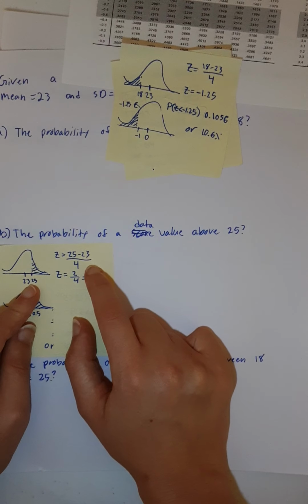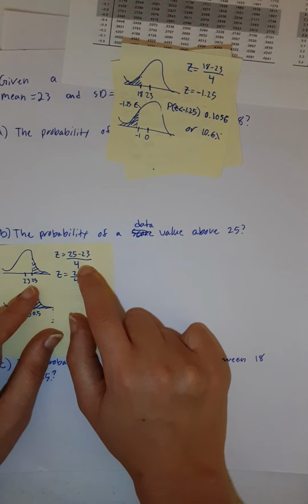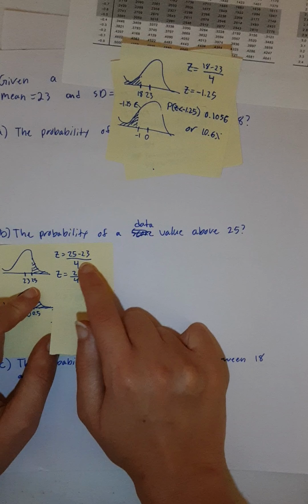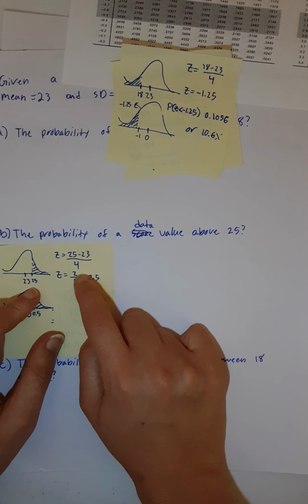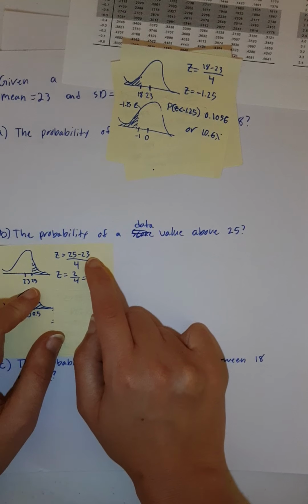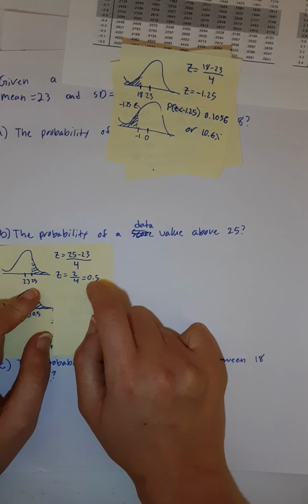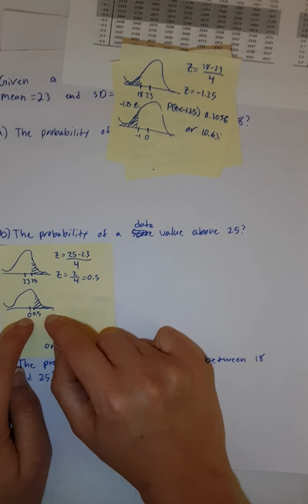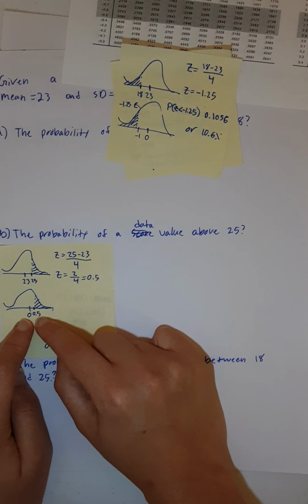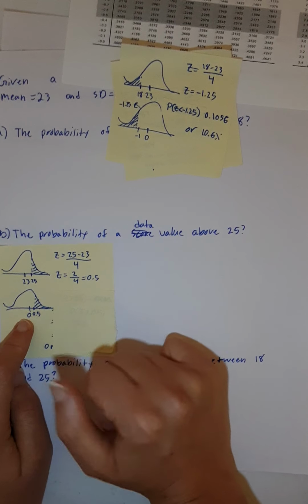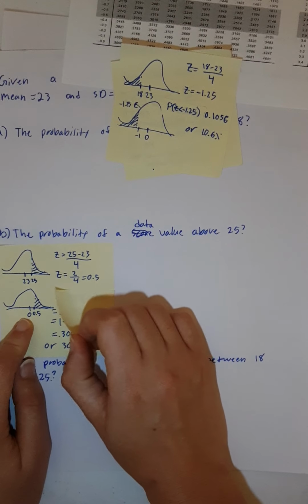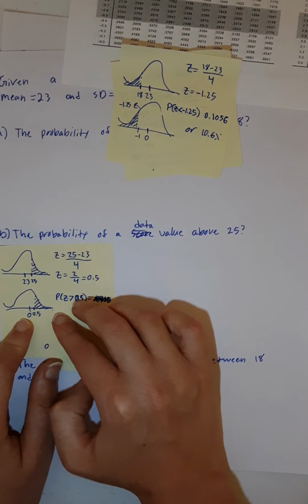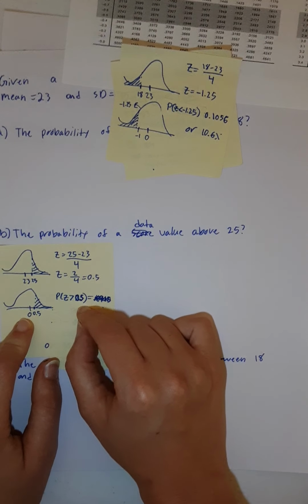Now, if you were using your calculator to solve this, you could skip finding the z-score, but I'm going to show you how to use the table again. So I do 25 minus 23 over 4. 25 minus 23 is 2, divide by 4, and I get 0.5. So if I convert my picture to be in terms of z-scores, 0 is my mean, 0.5 is my upper bound, and I shade above. Now I can describe using my probability notation. So first, I want to find the probability of z being greater than 0.5.